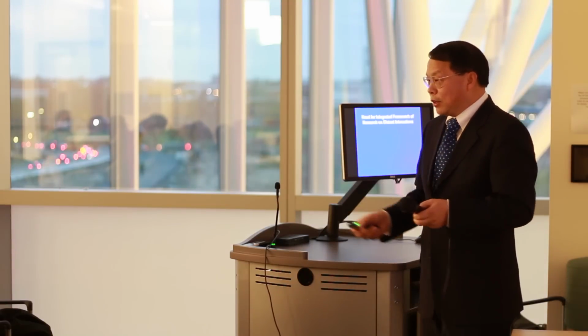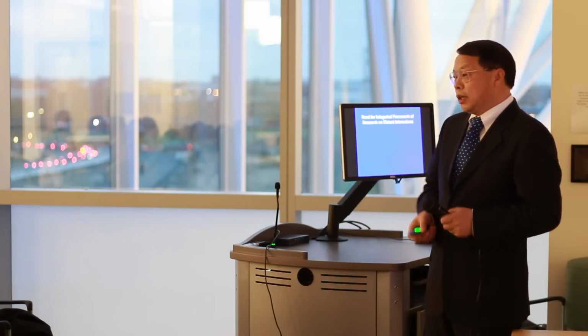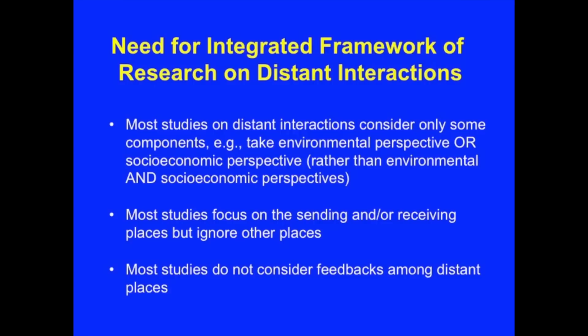This kind of distant interaction has been studied extensively, but mainly in different disciplines. Ecologists study animal migration, and social scientists study human migration, and so on and so forth. But we do need an integrated framework that can help us study the distant interactions in a more holistic way. So far, most of the studies on distant interactions consider only some of the components. For example, some people focus on the environmental aspect, some people focus on the socio-economic aspect. But we need to understand the environmental and socio-economic perspectives simultaneously.